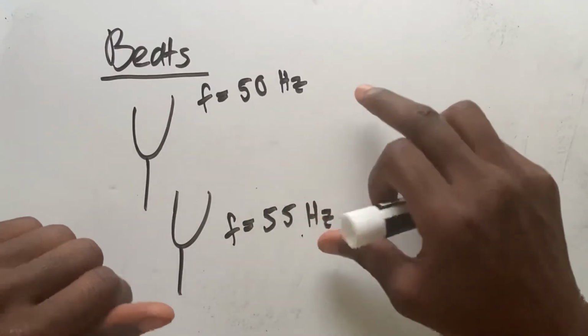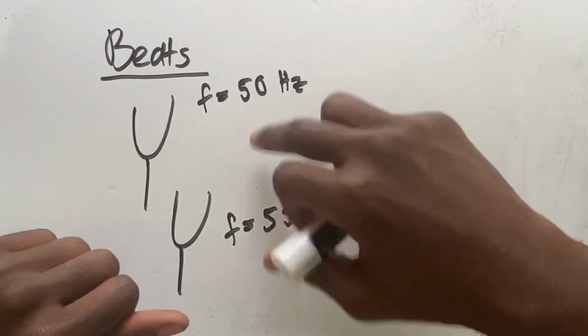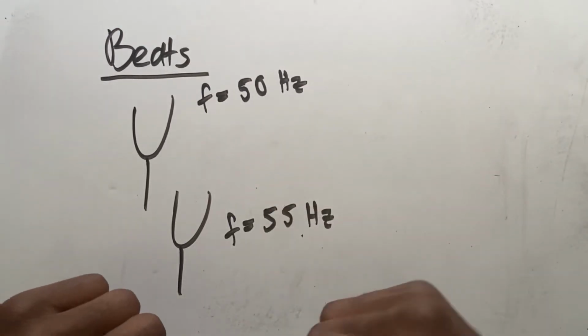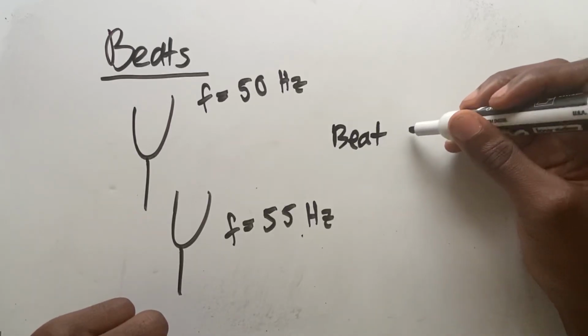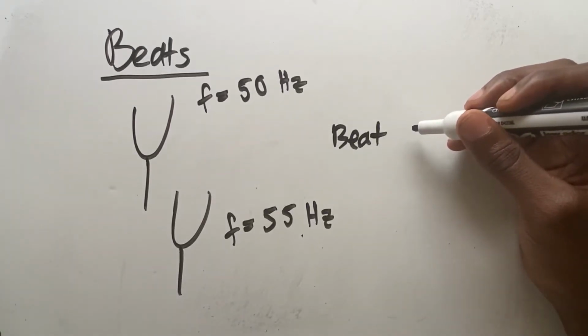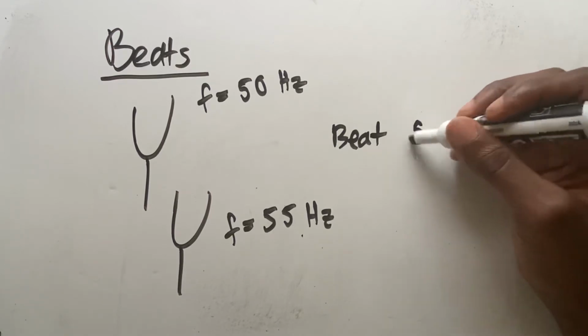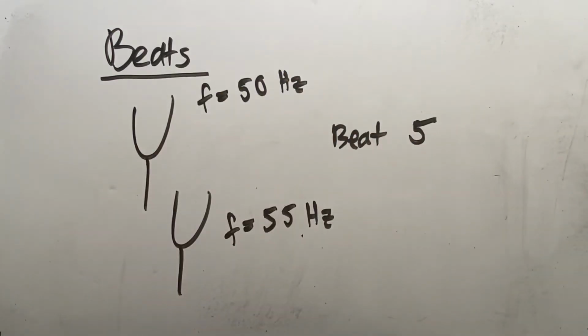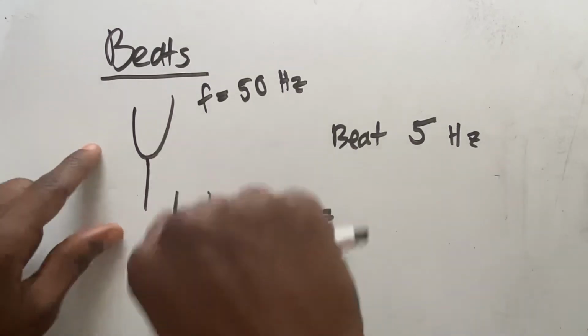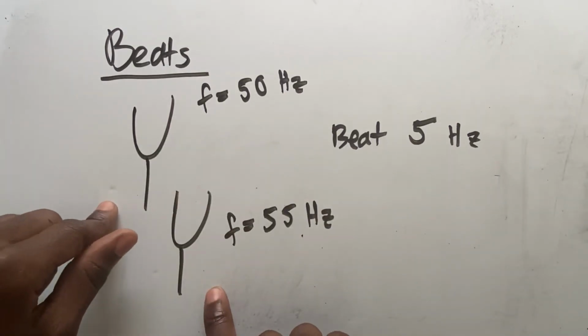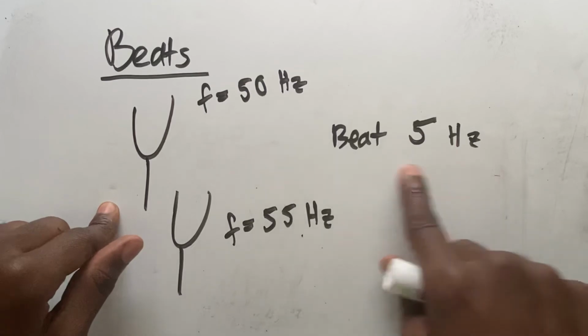So the beat is going to be basically the difference between the frequencies. So here it's going to make a beat of 5. I think beat's measured in hertz. Let me check. Yeah, so beat is also measured in hertz. So if we play these two tuning forks, then it's going to make a beat of 5 hertz.